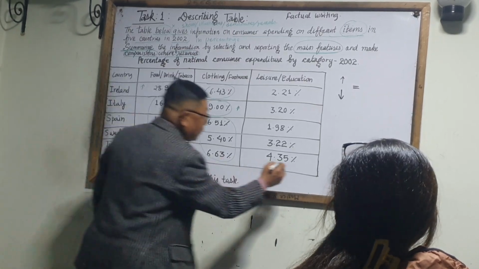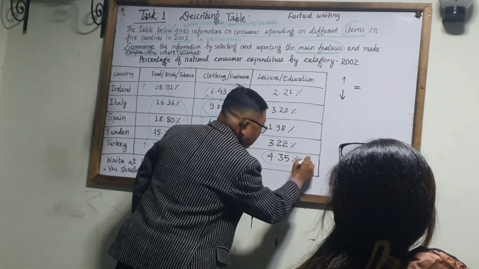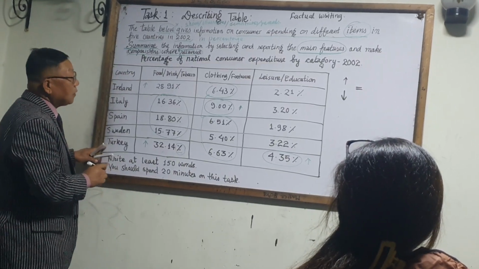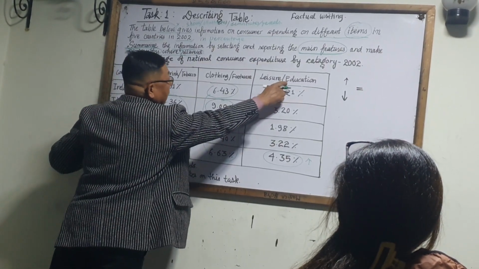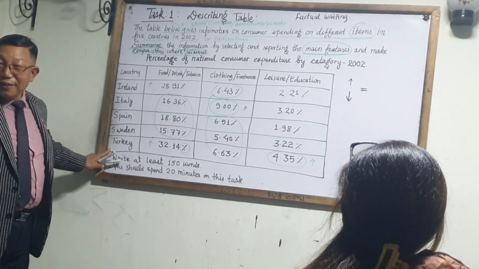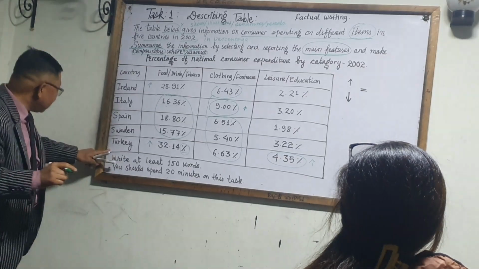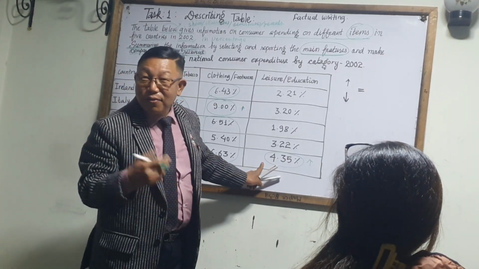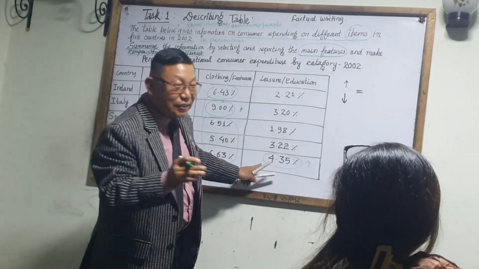So similarly you can describe this. Which is the highest? Turkey. Yeah, Turkey had got the highest investment in leisure and education. It seems that, in conclusion you can add, it seems that Turkish people are more educated than the rest of the countries.